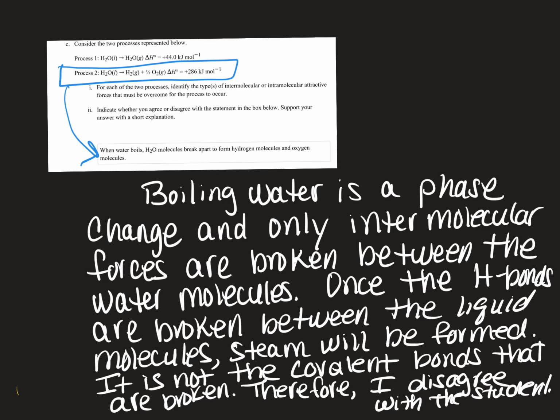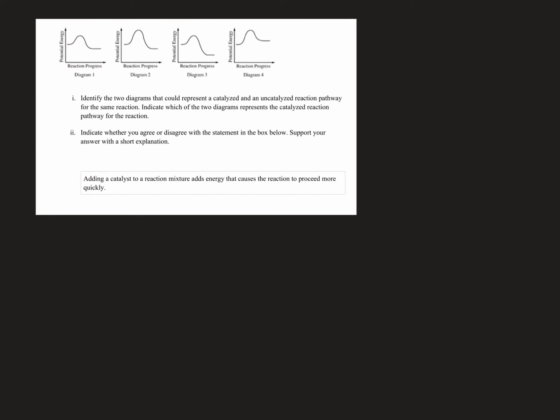Okay, so now we move on. We're still in the same question, now on the next section of it. So now we're given: identify 2 diagrams that could represent a catalyzed and an uncatalyzed reaction pathway for the same reaction. Indicate which diagram represents the catalyzed reaction pathway for the reaction.